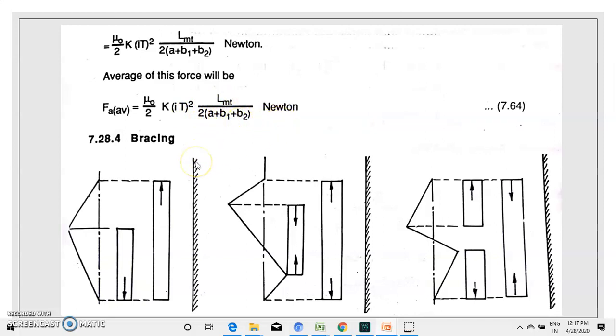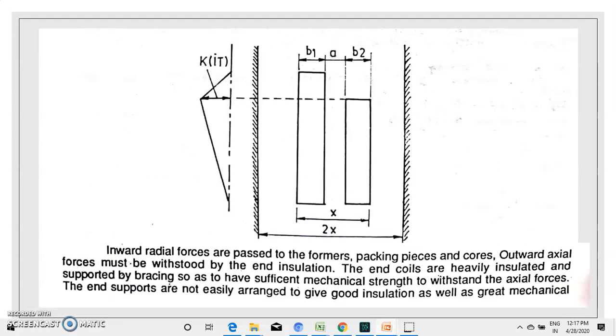Now the next topic is bracing. Bracing is a part to give mechanical strength, to increase the mechanical strength of the outer winding. Whenever forces act on the transformer, the maximum forces are exerted on the end coils, and to sustain them, the end coil should be heavily insulated. It is very important, but it is not sufficient with the mechanical strength to withstand the axial force. So it is supported with a mechanical arrangement, that is nothing but bracing.